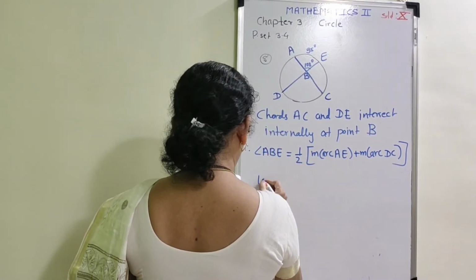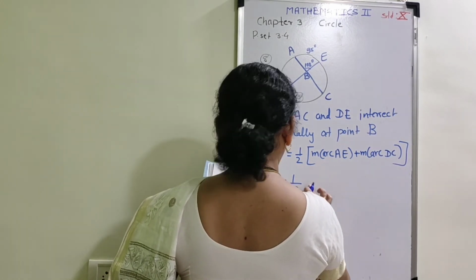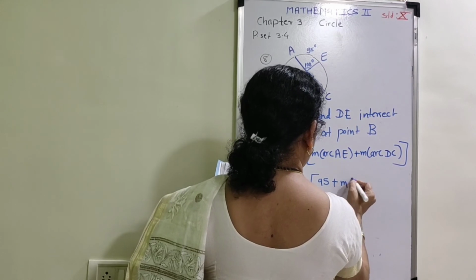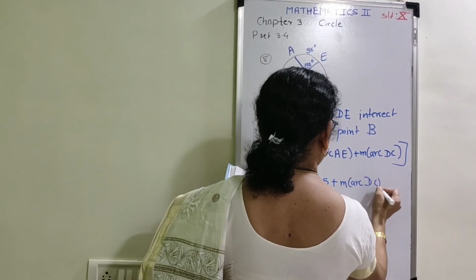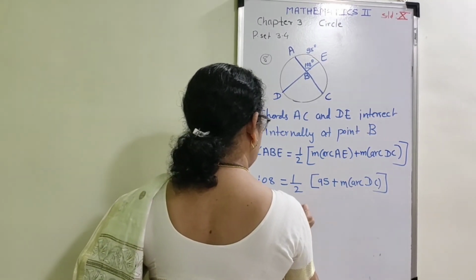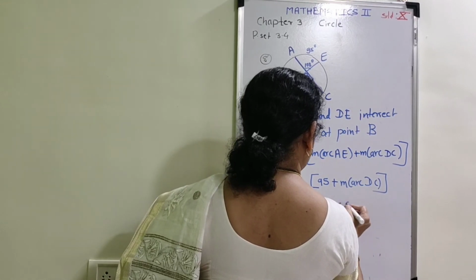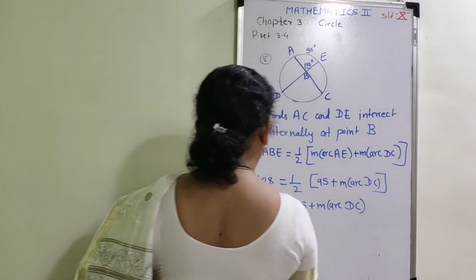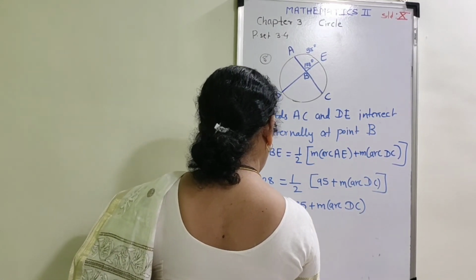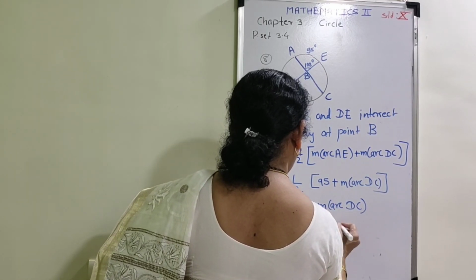Measure of angle is 108. Measure of one arc, that is 95, plus major arc DC. Transpose 2 on this side. It is equal to 95 plus major arc DC. Now twice of 108 is equal to 216 is equal to 95 plus major arc DC.